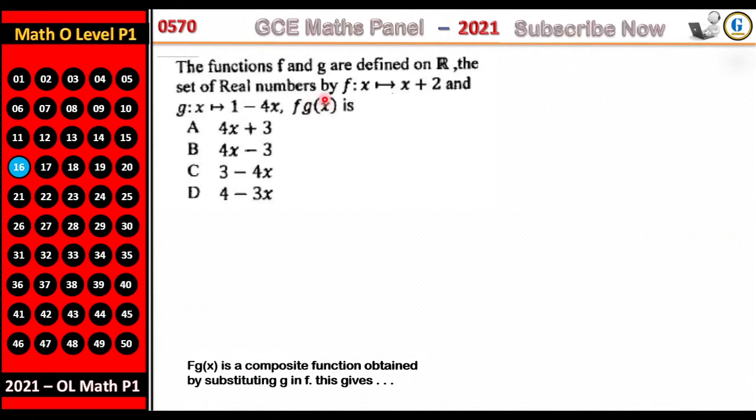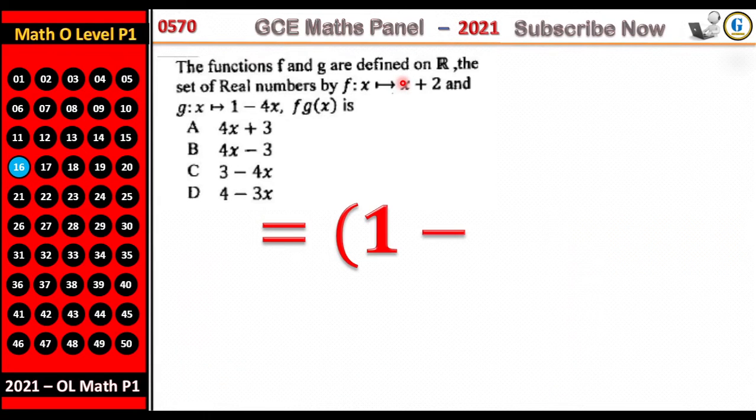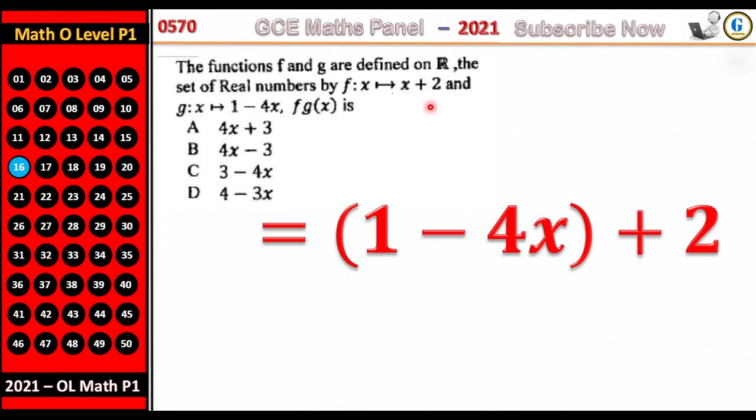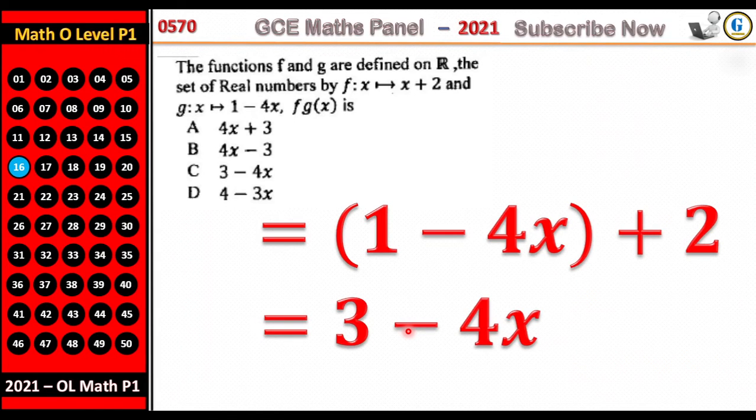So we look for this second function, which replaces x in f of x, and we substitute it in the function f. So this is g of x. Wherever we see x here, we replace it by g of x. So the composite function will be equal to g of x plus 2. We have replaced this x here by g of x. That will give us 3 minus 4x. C is the key. 3 minus 4x.